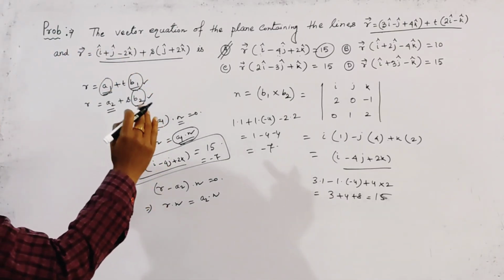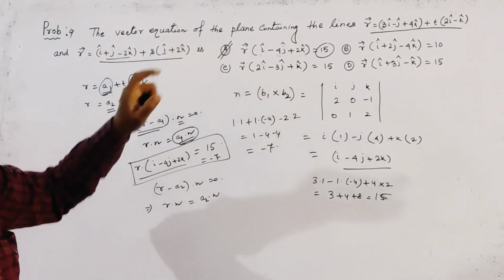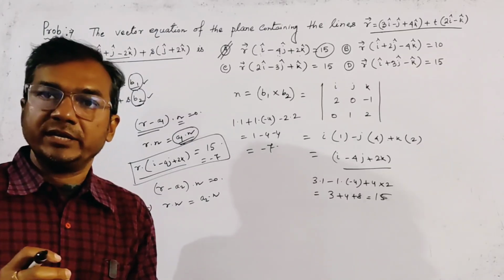But here only one answer is given in the options, so this option is correct. Okay, a very important type of problem of straight line and plane in vector form.